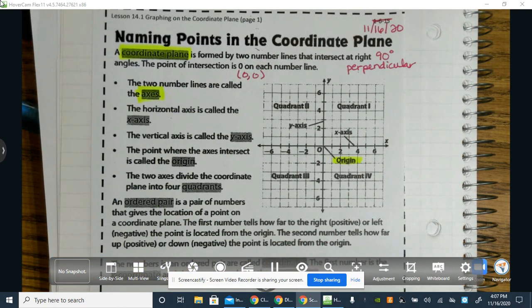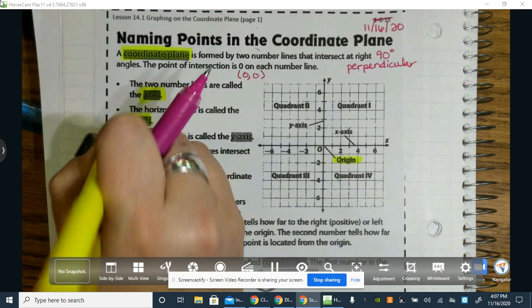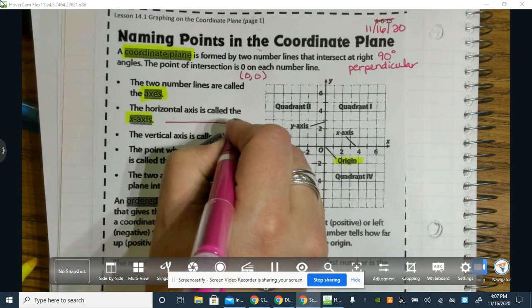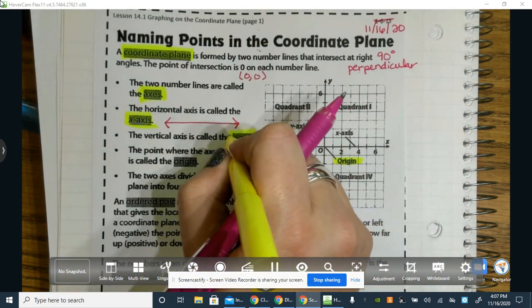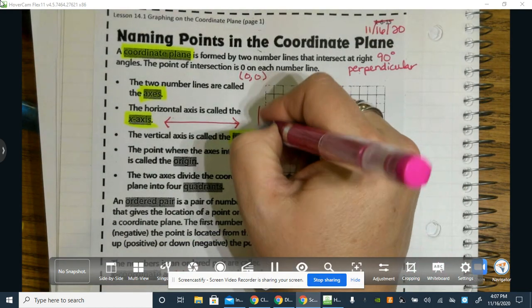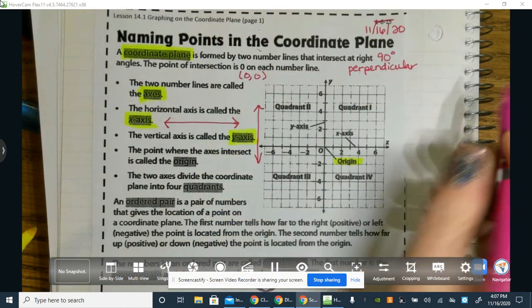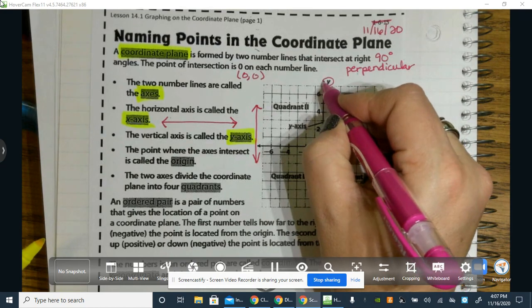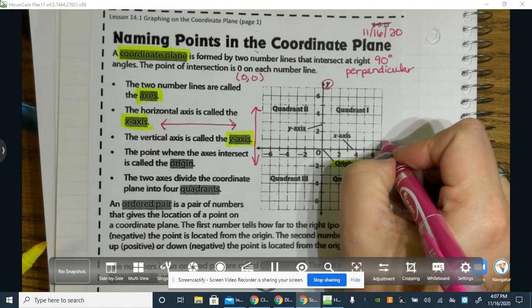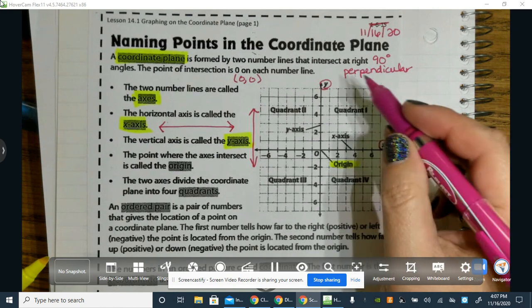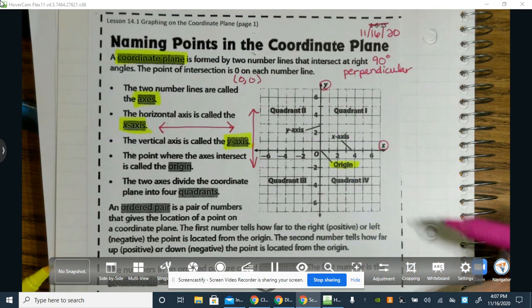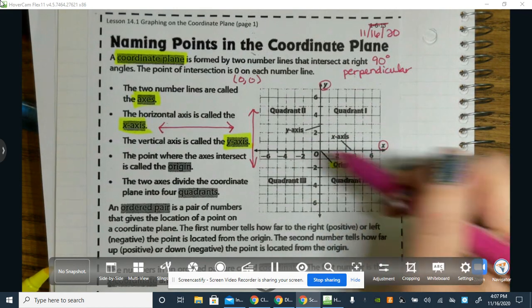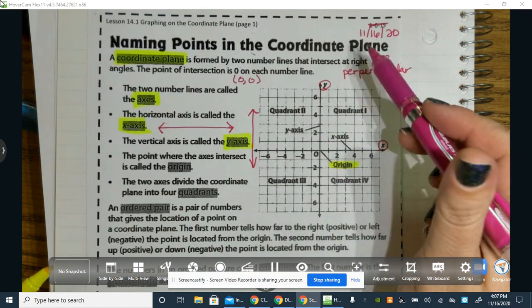The horizontal axis is called the x-axis, and it's horizontal, meaning it goes from left to right. So we're going to draw an arrow from left to right there. And the vertical axis is called the y-axis, and it goes up and down. And as you see, they're labeled. There's the y-axis, and there's the x-axis. Normally, they'll have a little label there. Sometimes they don't, but sometimes they do. So you just might want to check that just to make sure. So you can remember x-axis goes horizontal, y goes vertical.